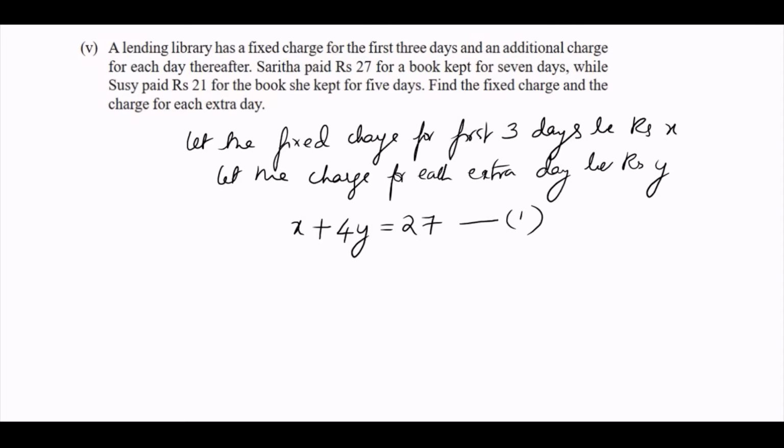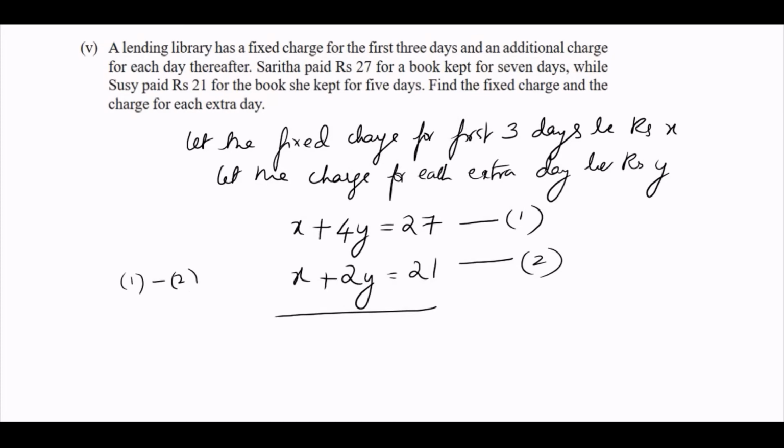Susie paid rupees 21 for the book she kept for 5 days. So in 5 days, for the first 3 days she paid the fixed charge. The remaining days are 5 minus 3, that is 2. So x plus 2y is equal to 21. That is the total money that she paid for keeping the book for 5 days. So we have got the two equations. As the coefficient of x variable is the same, you can just subtract and eliminate the x variable.